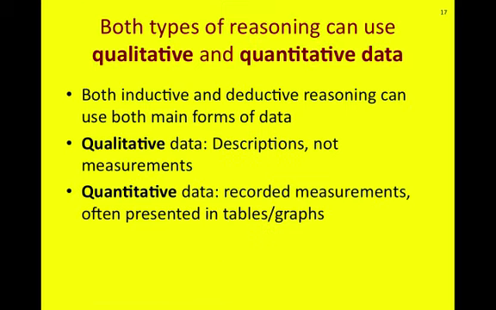Both types of reasoning, that is inductive and deductive reasoning, can use qualitative and quantitative data. These are the main forms of data or results that can occur from scientific approaches. Qualitative data paints a picture. Qualitative data is full of descriptions, not measurements.